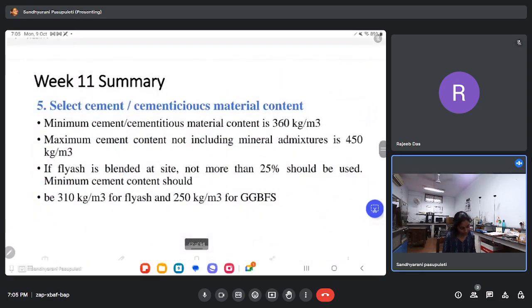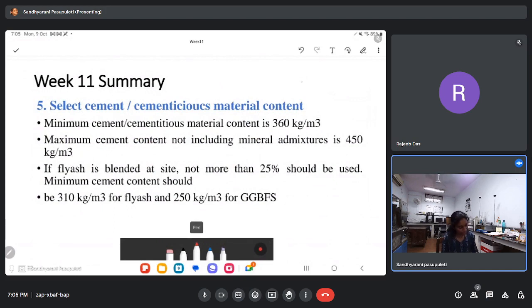So once we understand how to calculate this, we now know the characteristics, target strength and air entrainment, and we have also calculated the water to cement ratio. We need to select the cement or cementitious materials. There are conditions for minimum cement and maximum cement. Let us say 360 kg per meter cube is the minimum cement that we have to use, irrespective of any of the proportions, and the maximum should be 450 kg per meter cube. So after calculating all the proportions, we need to make these checks.